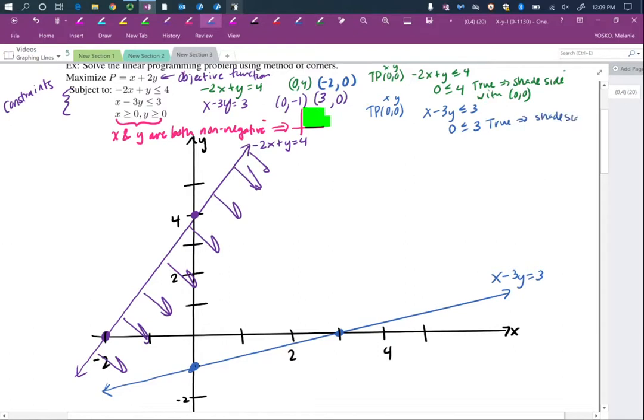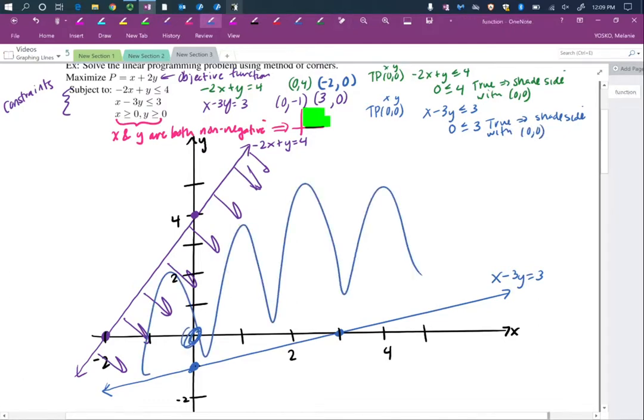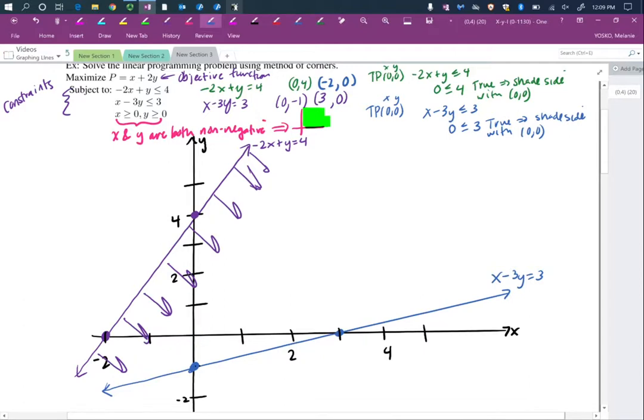So we're going to shade the side that contains the point (0, 0). So here's (0, 0), and I'm shading this way. But again, I want to do it in a simpler way so I can actually see what's going on from both lines. So I'm going to put little arrows like this.